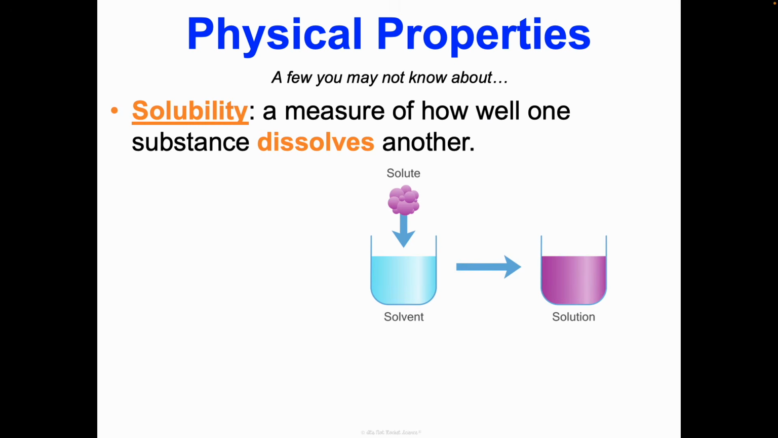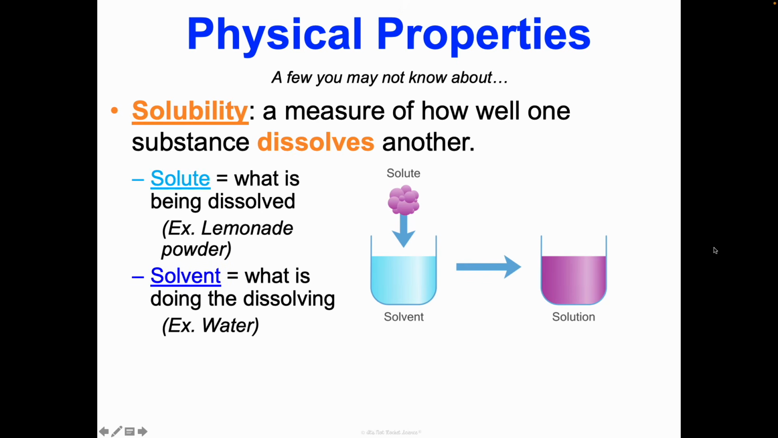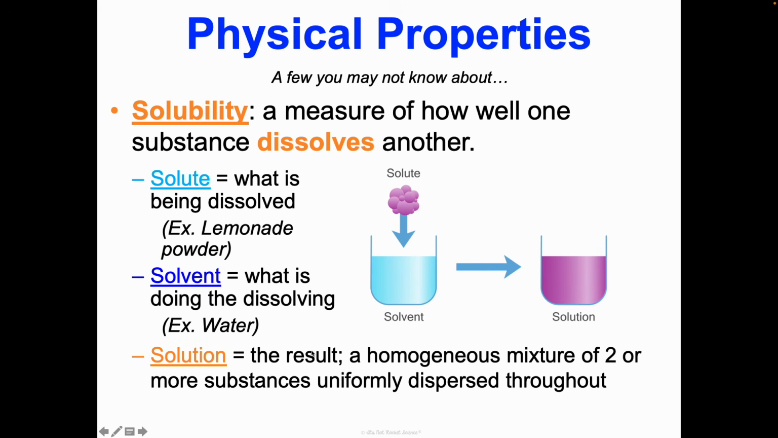Okay, another physical property you may not know about is solubility. This is a measure of how well one substance dissolves in another. So solute is what is being dissolved. Example, lemonade powder or Kool-Aid powder. Whereas the solvent is what would be doing the dissolving. So that would be like the water. And it's going to make a solution. That's the result. And if you remember from concept 1, a solution is a homogeneous mixture of two or more substances that are uniformly dispersed throughout. Okay. So like lemonade is an example.